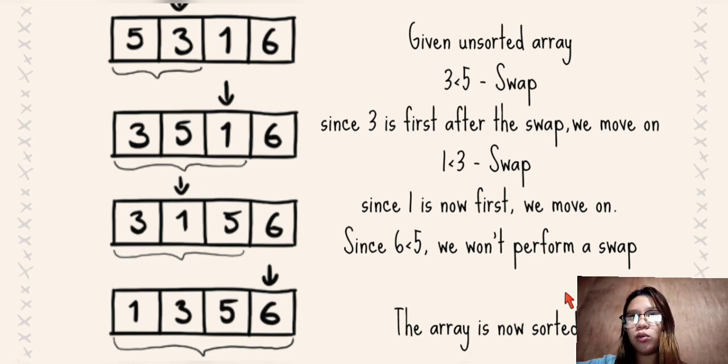19 is less than 23? Yes, so check the next number again. So 19 is less than 7? No. So the correct position of 19 is the current position of 23. So again, shift the element 23 one position ahead. So the entire array is now sorted. So we have 1, 4, 7, 19, 23. So this array is now sorted.